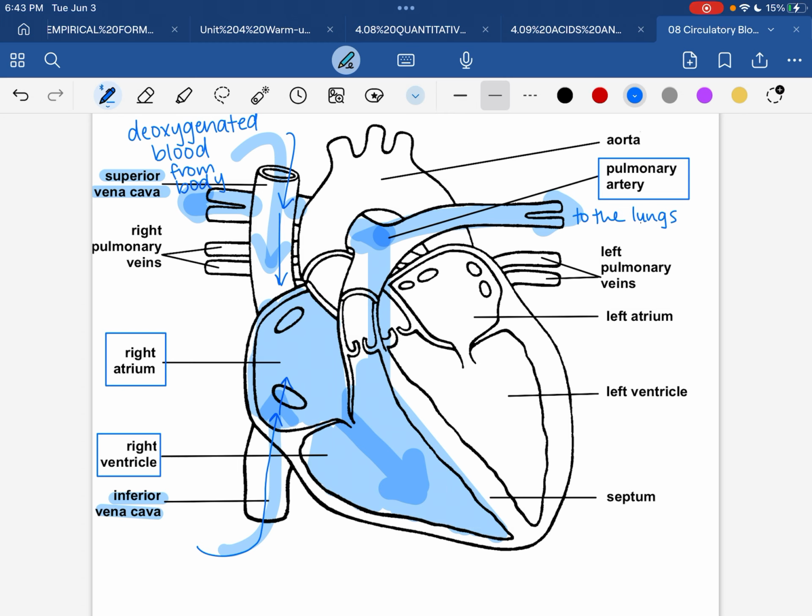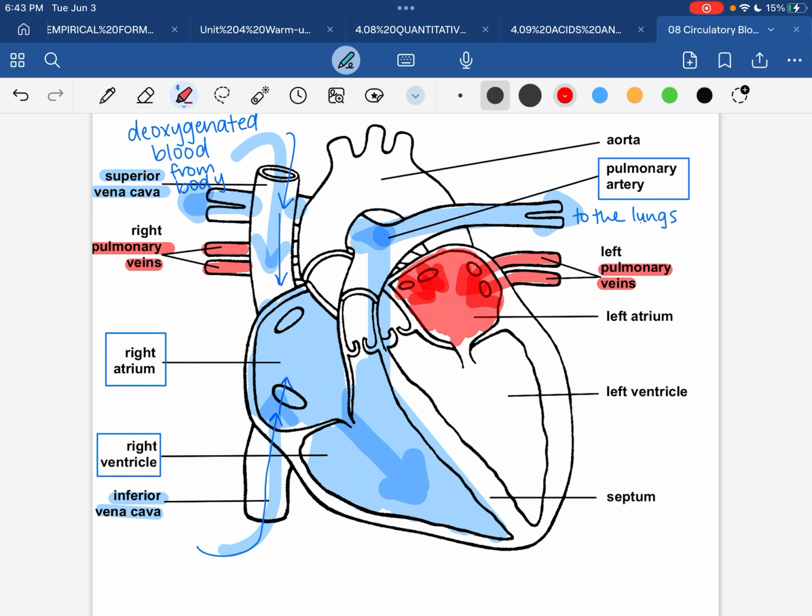Okay, so once it's at the lungs, it's going to pick up oxygen. Yay, we love oxygen. And it's going to come back to the heart, and I'm going to switch colors to red now that the blood is oxygenated. So it's going to come back to the heart in through the pulmonary veins. So we've got the left pulmonary vein over here, and we've got the right pulmonary veins over here. So blood's going to come in from there, and it's going to be oxygenated, which is again why I'm writing it in red. So it's coming in through there, and it's going to start to fill this section here.